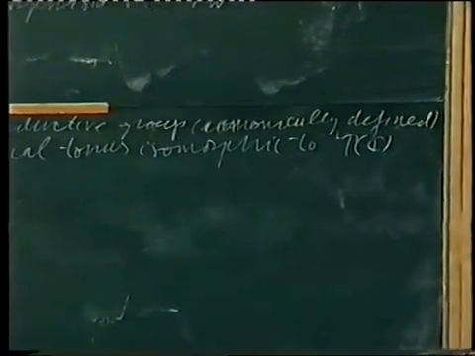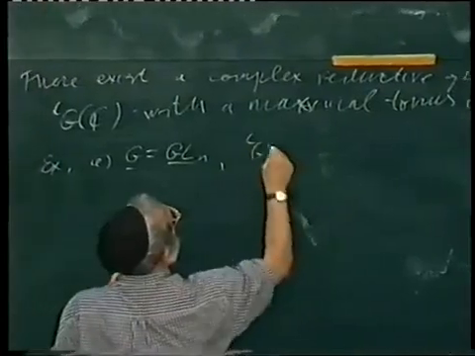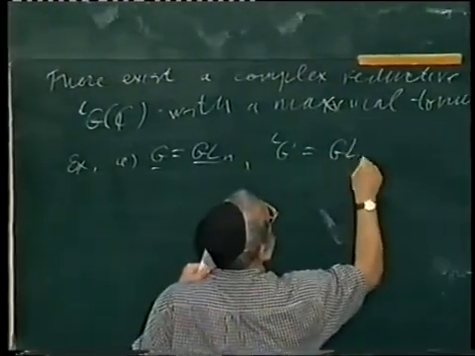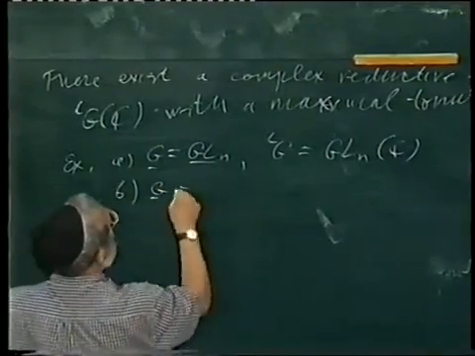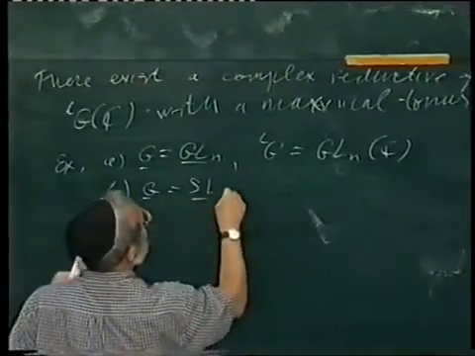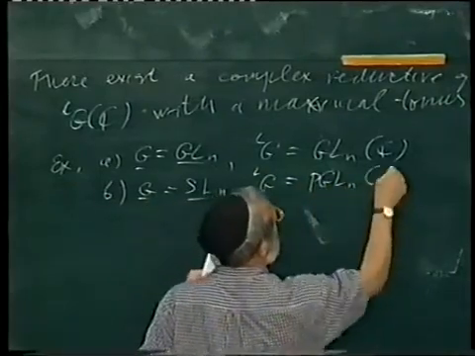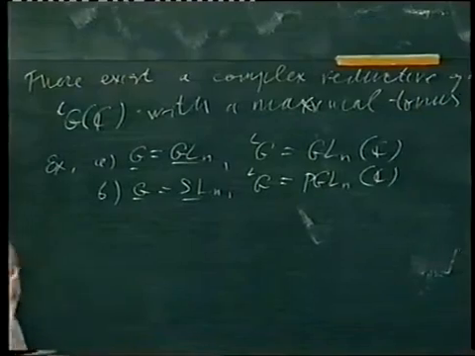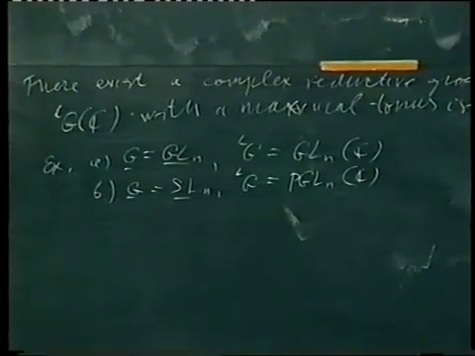So, examples which are important. I just write two examples. A, G is equal to GLN, GL is GLN of C. And B, G is equal to SLN, GL is equal to PGLN. There are other ways. Now let's combine everything.